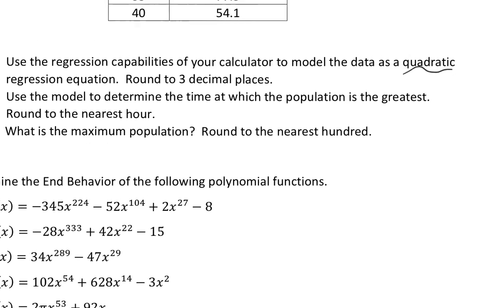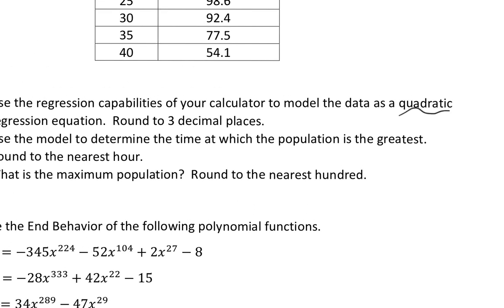So let's go ahead and do that. It gives you y equals ax squared plus bx plus c, rounded to 3 decimal places. So I got y equals negative 0.173x squared plus 8.312x minus 1.386. But this one wants it in terms of P of T.